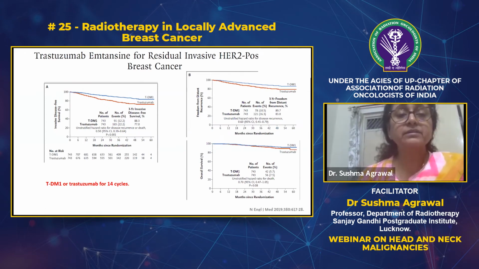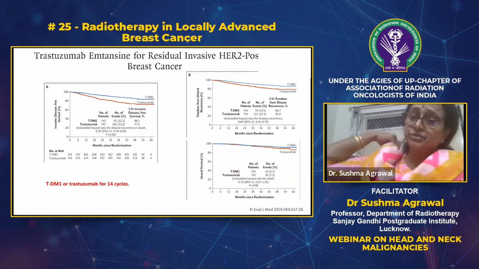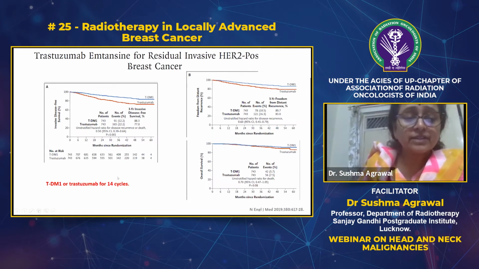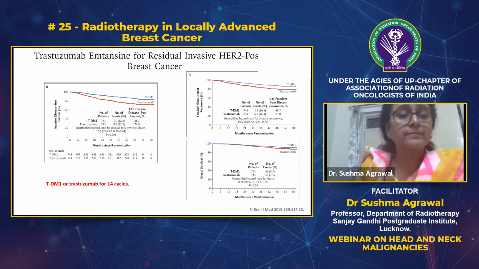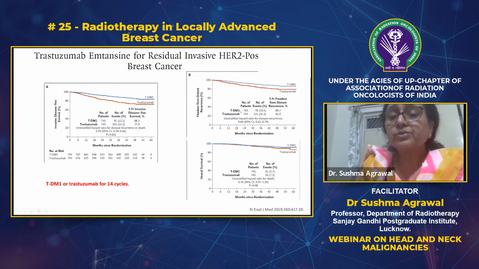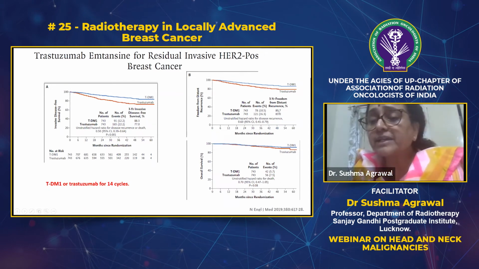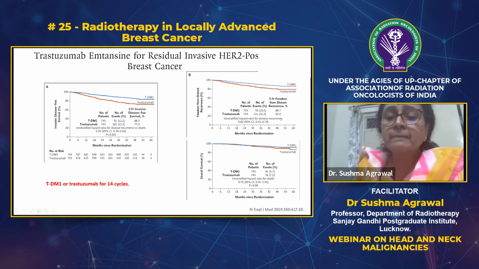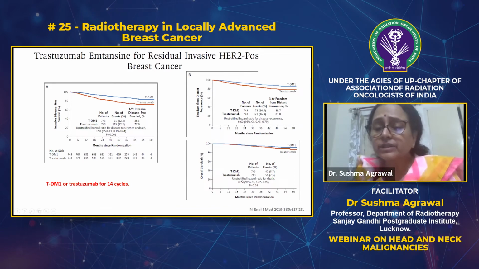Now coming to the role of maintenance anti-HER2 therapy in HER2 enriched tumors. So this was the KATHERINE study where they gave either trastuzumab in one arm, which is the standard of care, versus TDM1 for 14 cycles, that is almost a year. So what they found was, if we look at the freedom from distant recurrence, was better with TDM1, and it was how much better? 90% as compared to 83%. And the overall survival improved by about 30%.